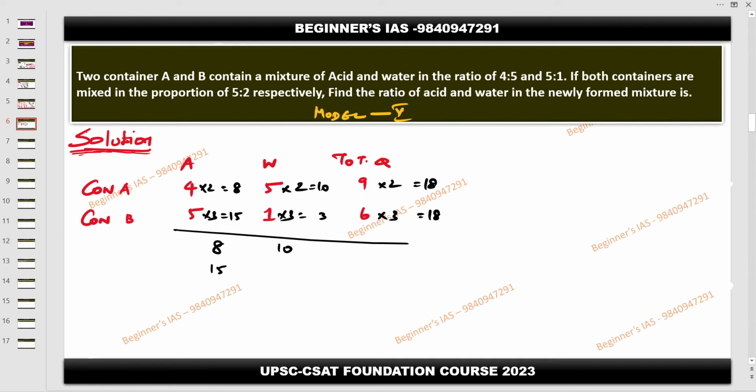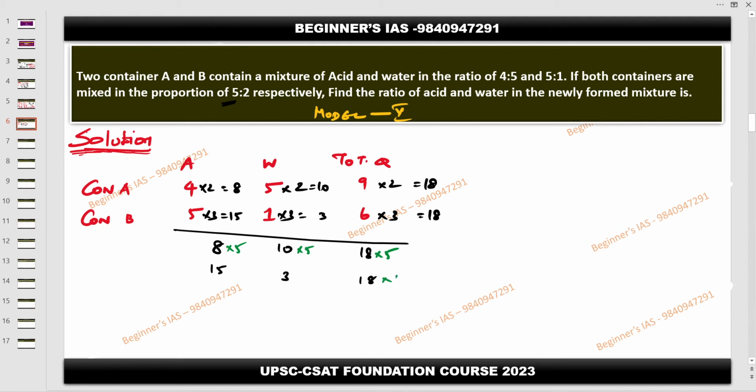I will tell you the next step, and that next step is important. Here 18: out of this, how much of the proportion are you taking with respect to container 1? 5. So multiply 5 here. Shall I change the color of the pen for a better understanding? Multiply 5, multiply 5.